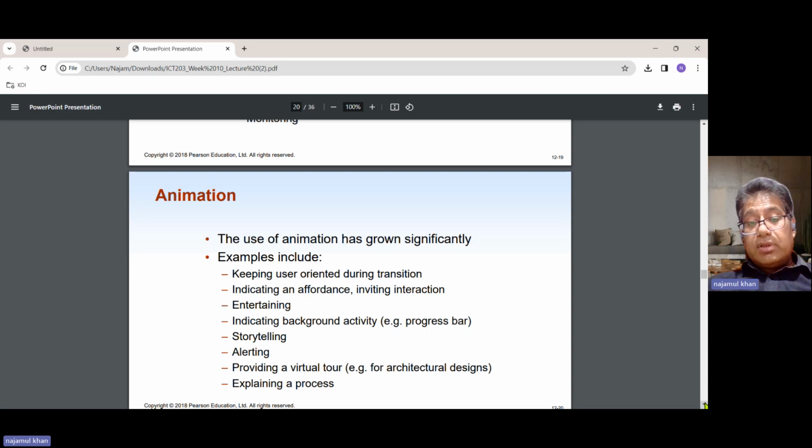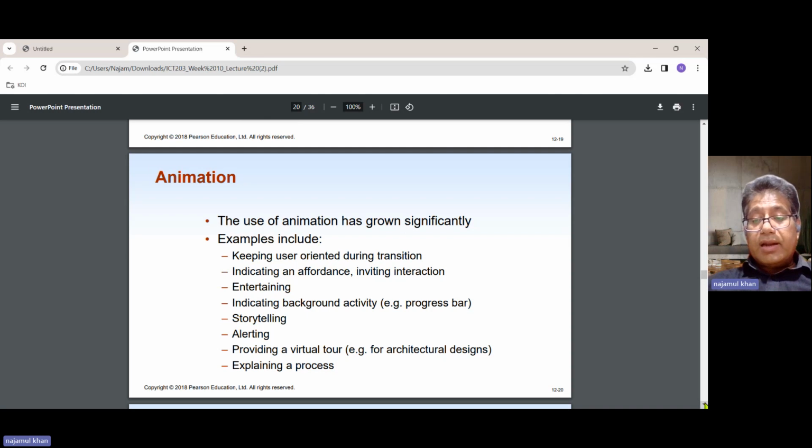Providing a visual tour can be very good. Explaining a process. So animation is a good part of your website development too. It can be added if required. There is no hard and fast rule that you don't have to. You can add it in your website.